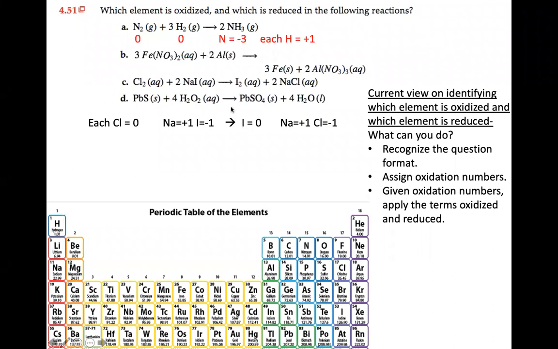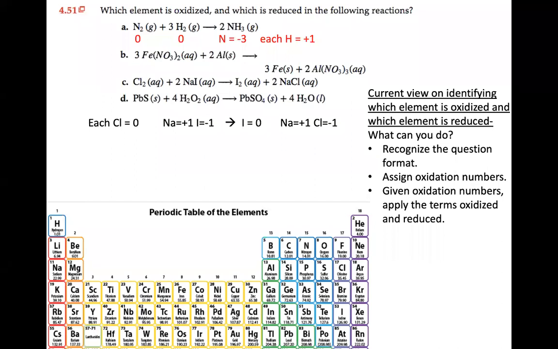When it comes to the actual strategy to solve it though, absolutely the first step is we have to be able to assign the oxidation numbers. And then once we assign the oxidation numbers, we have to be able to apply the language of, is it oxidized or is it reduced? If I'm reading this question and taking a test, when it says which element is oxidized, which is reduced, I'm probably pausing it. I'm probably writing OIL RIG. I want to have that right there and recognize that this is going to be my mnemonic that I'm going to use once I assign the oxidation numbers.